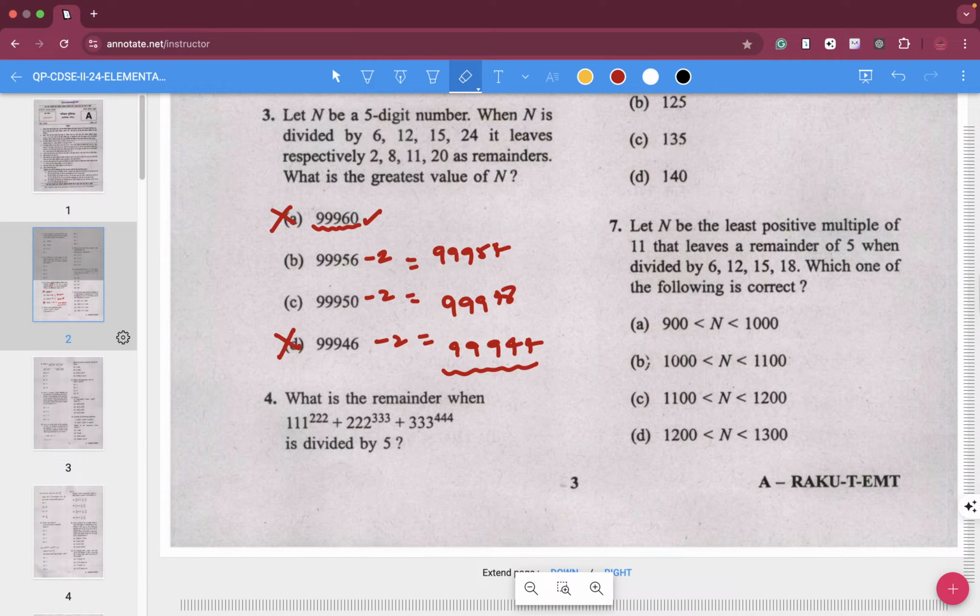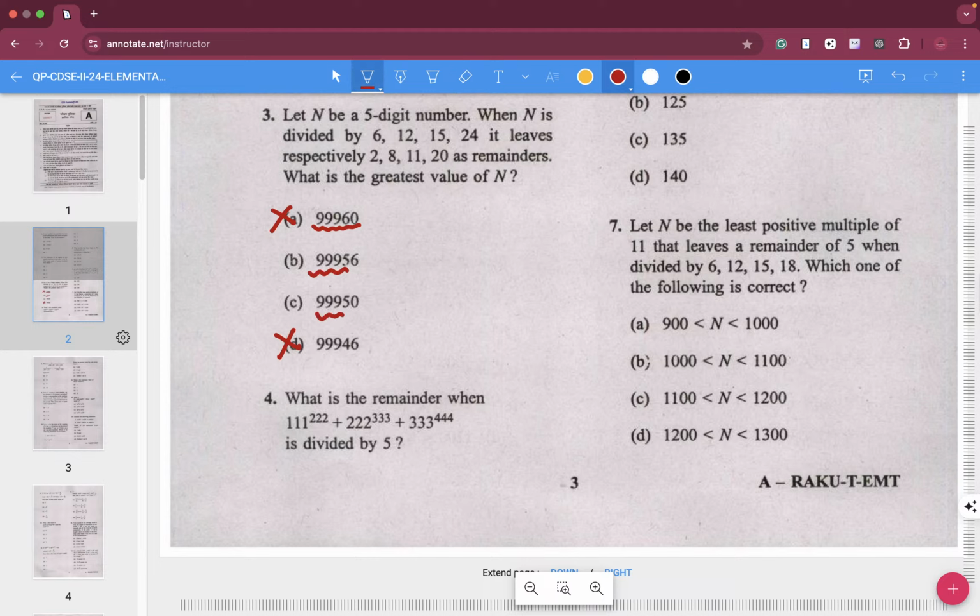Okay, if B and C are possible, now let's just check for B and C over here, right? Okay, so now if you look at this particular option, right? Now we have two options, right? If you do minus 2 over here, 99954, this number is divisible by 6, right? Minus 2, because this number is divisible by both 2 and 3, right?